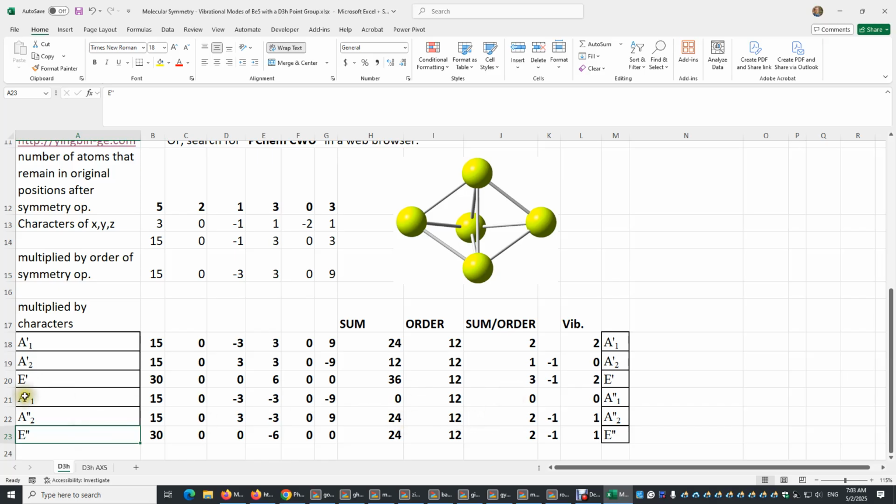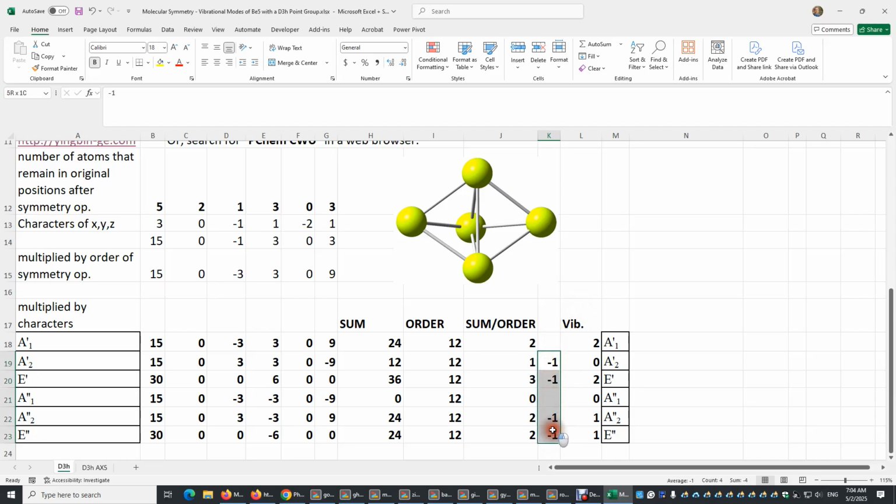Alright, we do not have A1 double prime. So we have 15 motions here. You need to count this 2 times, you need to count this 2 times, and then you get 15. Why do we have -1 here, -1 here, -1 here, -1 here?